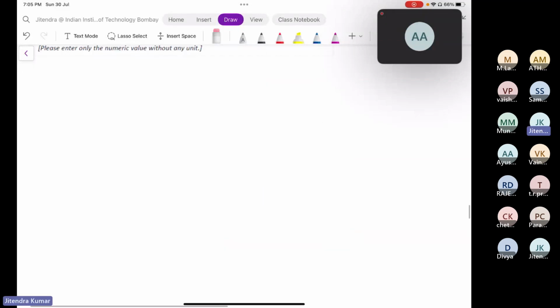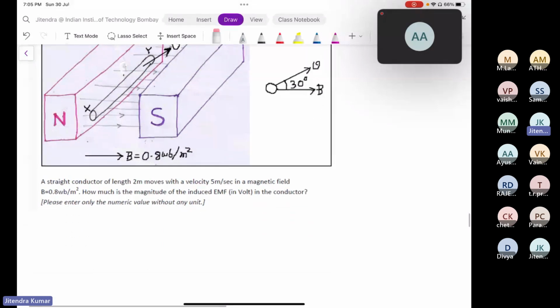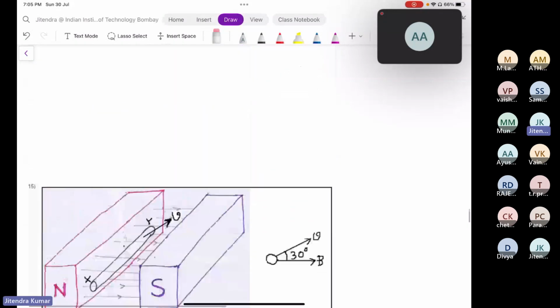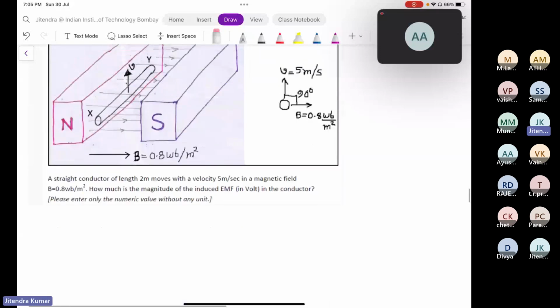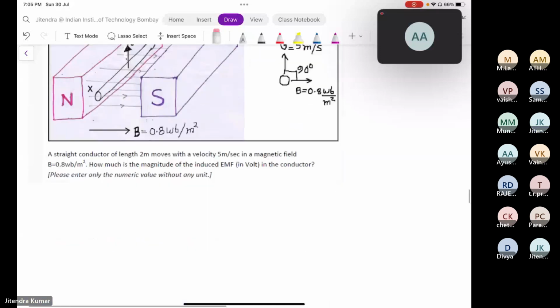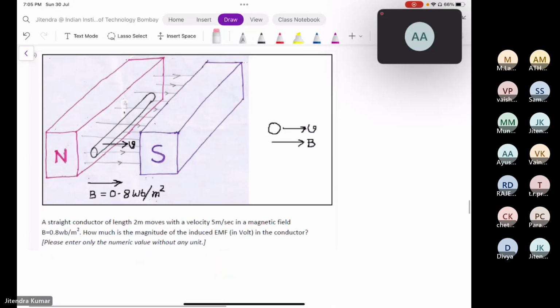I think question 14 is done. Question 15. Here, the direction of the velocity of the conductor has been changed, and the direction of the magnetic field is the same. So now you need to compute the magnitude of induced EMF in the conductor.